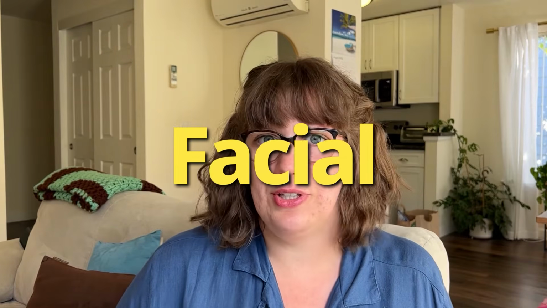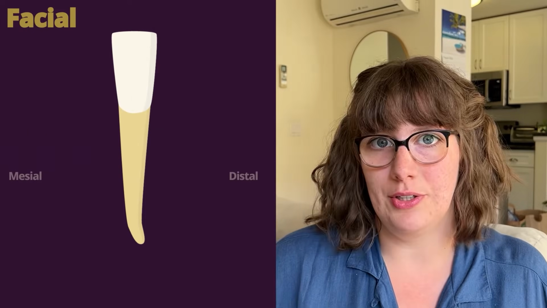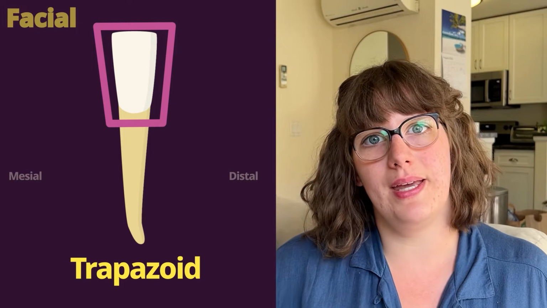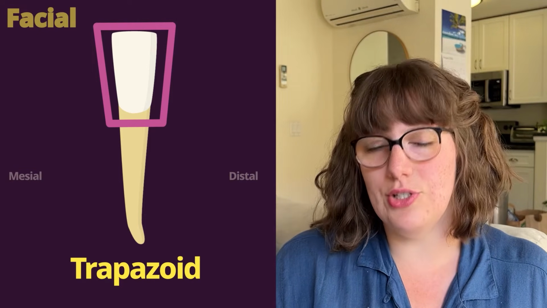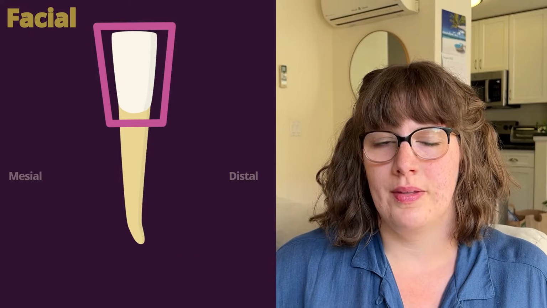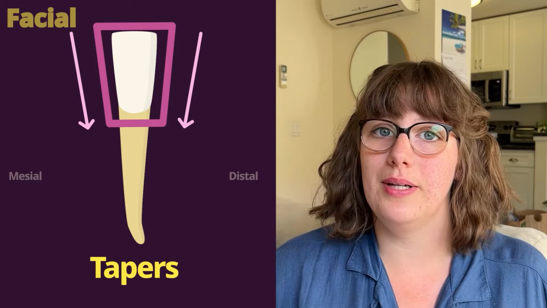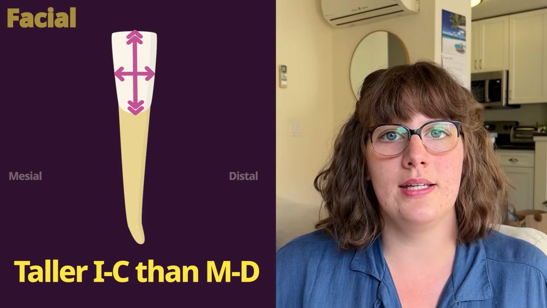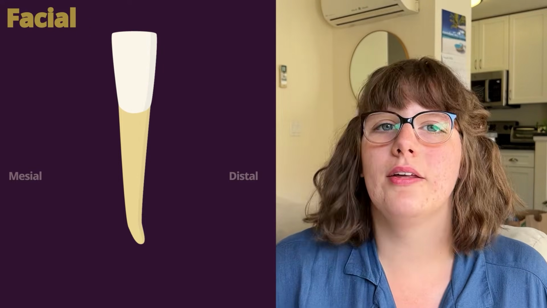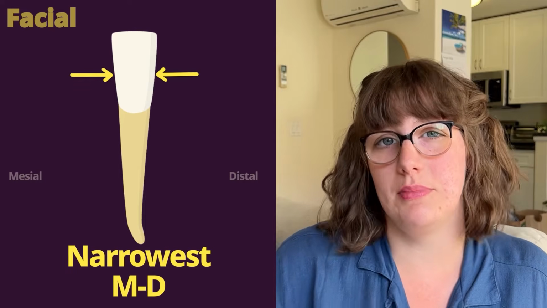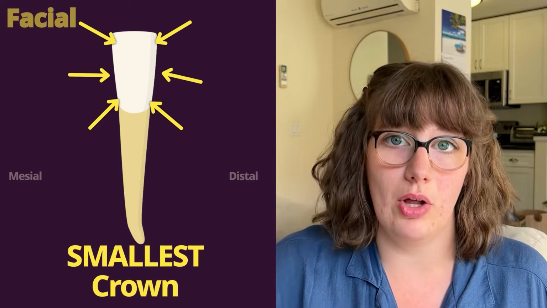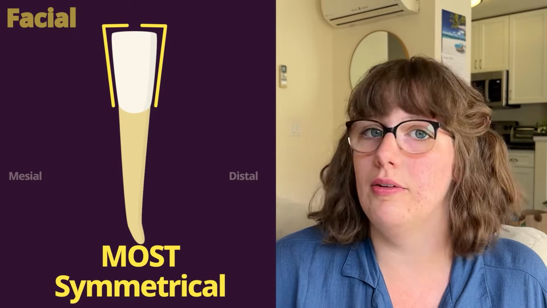Let's look at the facial surface of the mandibular central incisor. Like all incisors, the crown is shaped like a trapezoid with the larger base at the incisal ridge and the smaller base at the cervix, so that it's tapering from the incisal ridge to the cervix. The crown is taller incisal cervically than it is mesial distally. The crown of this tooth is the narrowest mesial distally of all of the teeth, and the crown is the smallest and most symmetrical of all of the teeth.